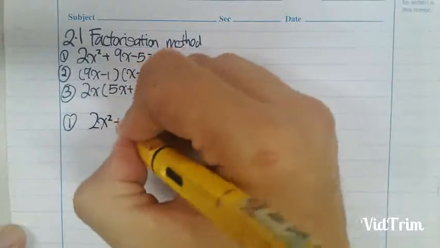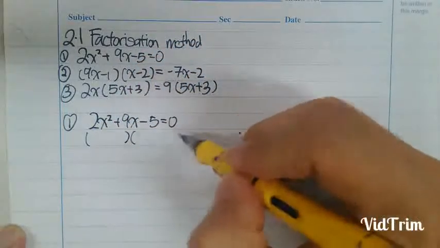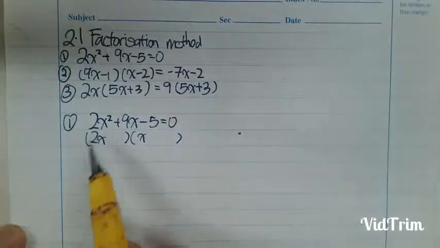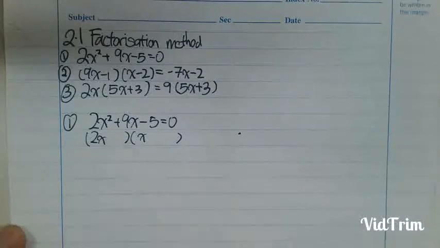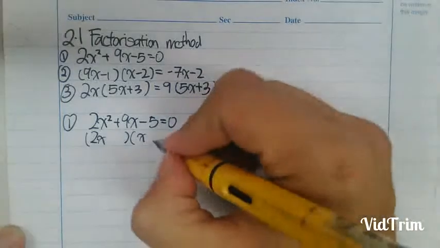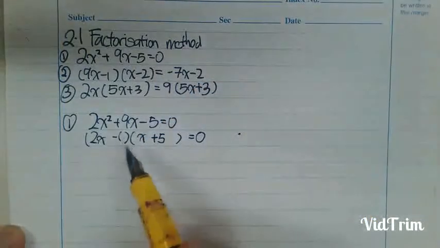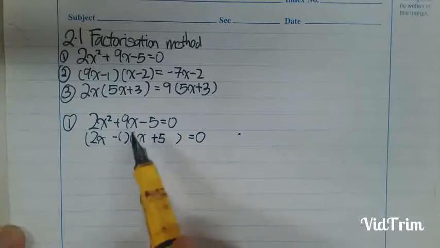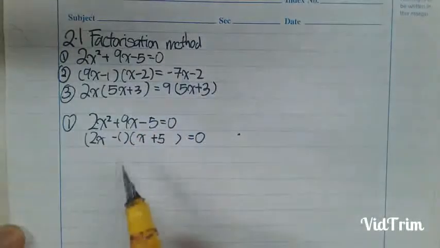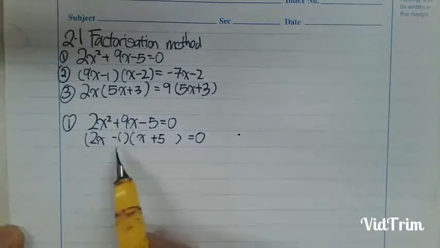2x squared plus 9x minus 5 is equal to 0. So I put the two brackets. 2x and x. 2x squared, you can express it as 2x and x. Now, 9x, negative 5, I think it's plus 5 and minus 1 equals to 0. I check. Minus x plus 10x is 9x. It is correct.